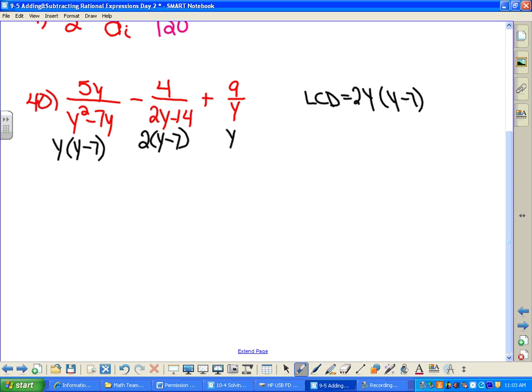Now, go to each fraction and multiply by any of the missing factors. So that first fraction, it's got a y and a y minus 7. Is it missing any of the factors from the LCD? It's missing a 2, so multiply top and bottom by a 2. Okay? What about this one? Is it missing any of the factors from over there? A y, so multiply numerator and denominator by a y. And finally, this last one, is it missing anything? A 2 and a y minus 7.